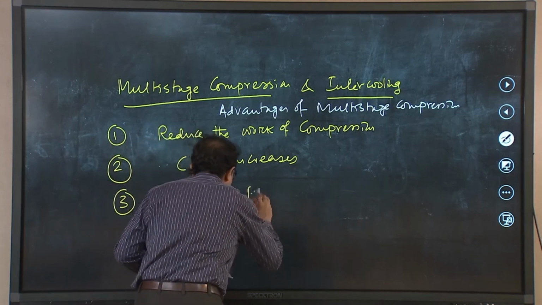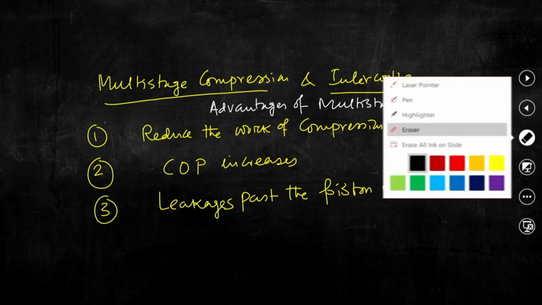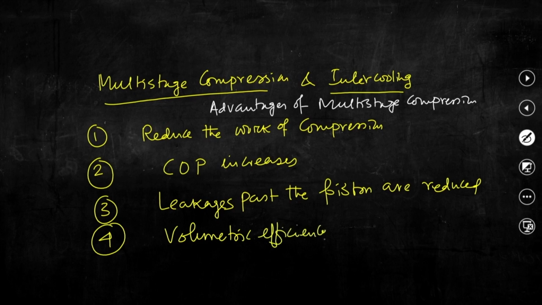and then leakage past the piston, or leakages past the piston, are reduced. And number 4, volumetric efficiency increases, of course eta volumetric, of compression.